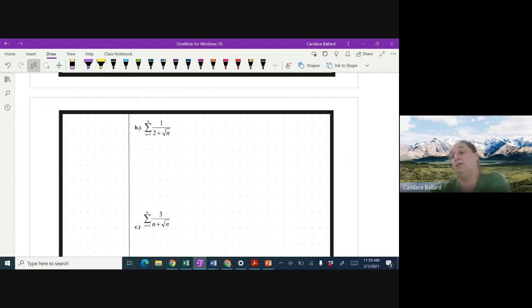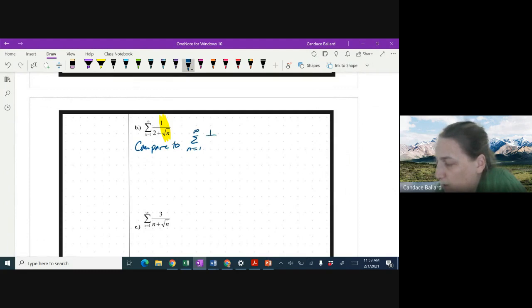This one's going to be weird. Okay, so we have the comparison series. I'm going to start just by looking at this. Okay, for lack of anything better, I'm going to start with that and see what happens. I might not be guessing right on purpose right now. Okay. All right, so I'm going to write that I'm going to compare to the sum as n equals 1 to infinity of 1 over n to the 1/2 power, because that's the same as the square root of n.